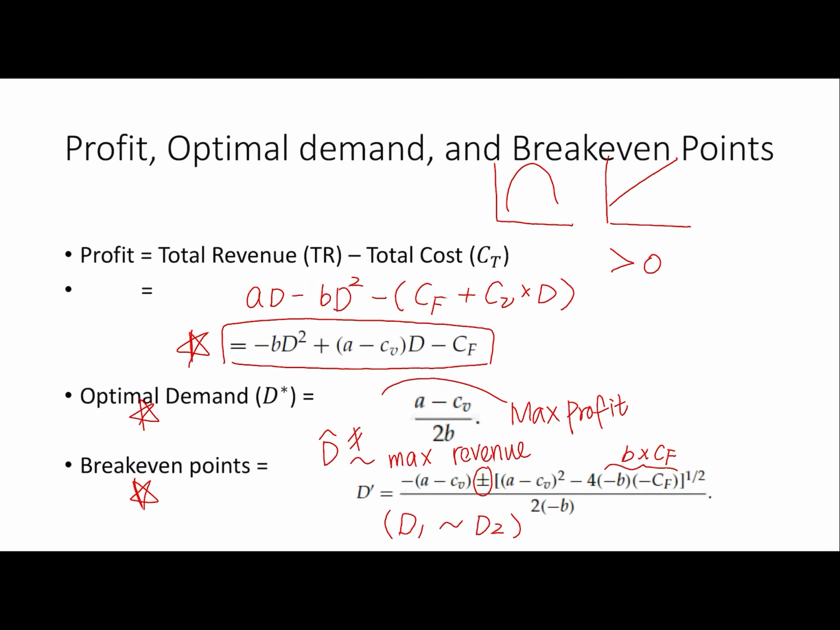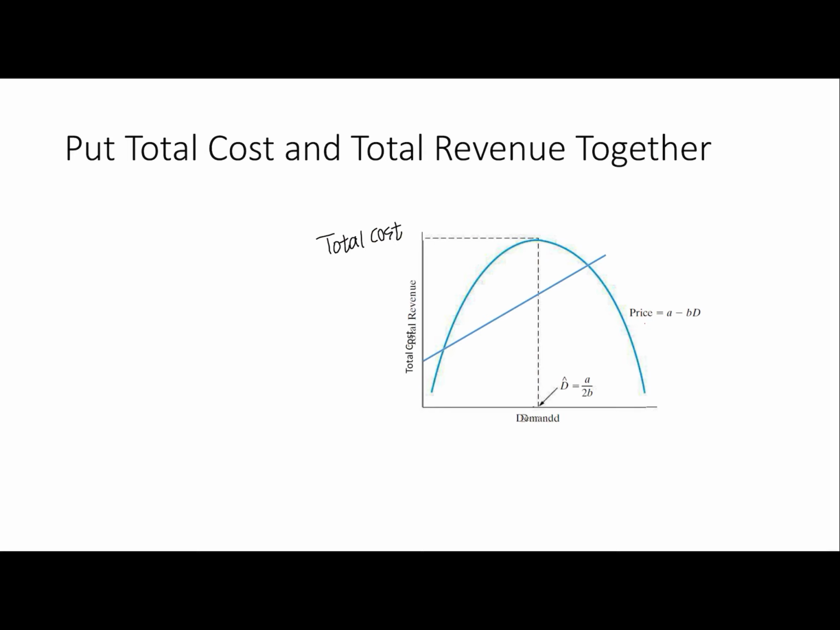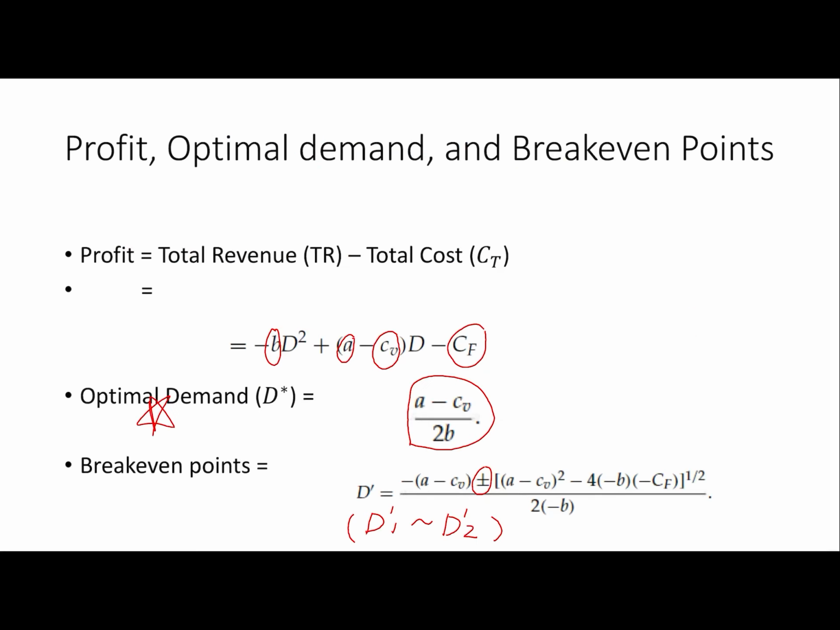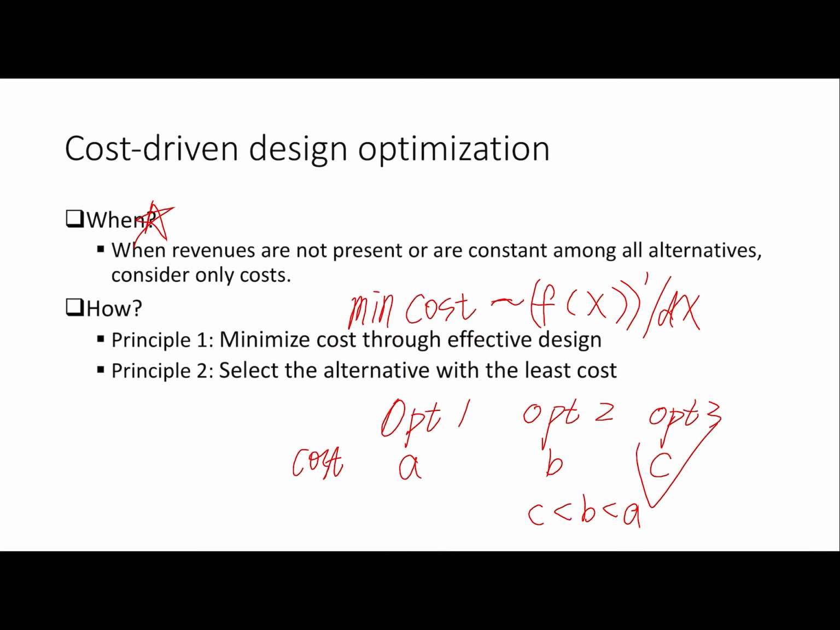You also need to know what the optimal demand is. The optimal demand is associated with a maximum profit. Okay, and you also want to know the break-even points. The break-even points give you a range within which you are making profit, because your profit is bigger than zero. Okay, that's very important. And of course you want to know how you calculate the break-even points.